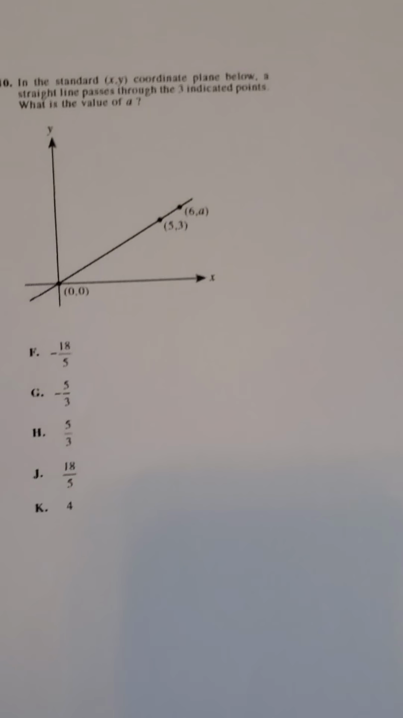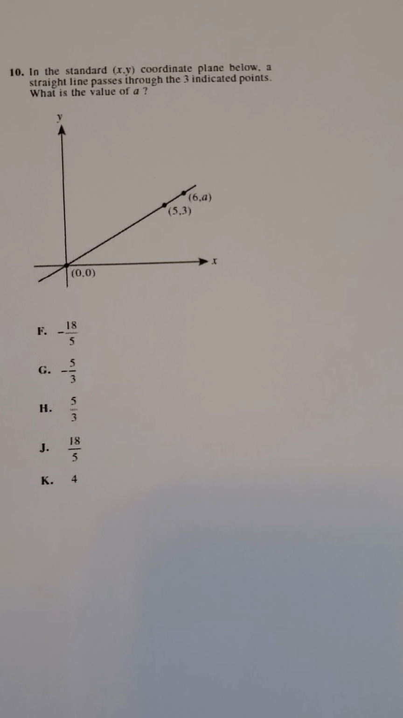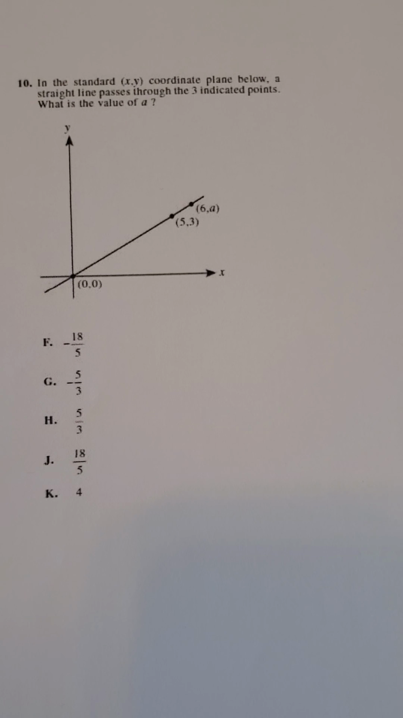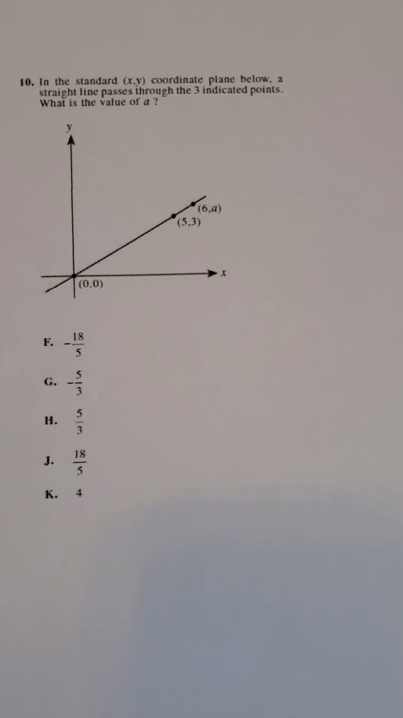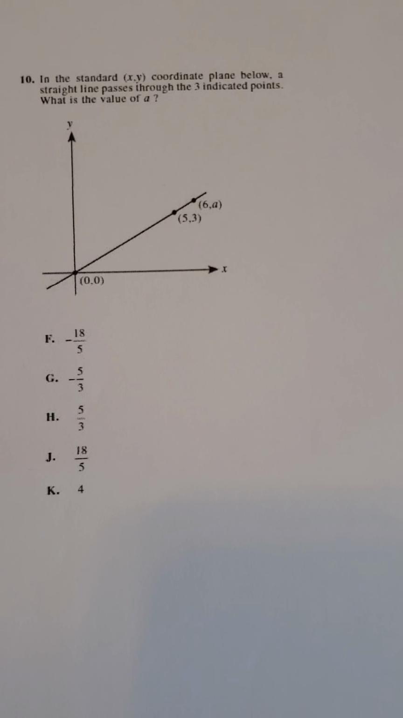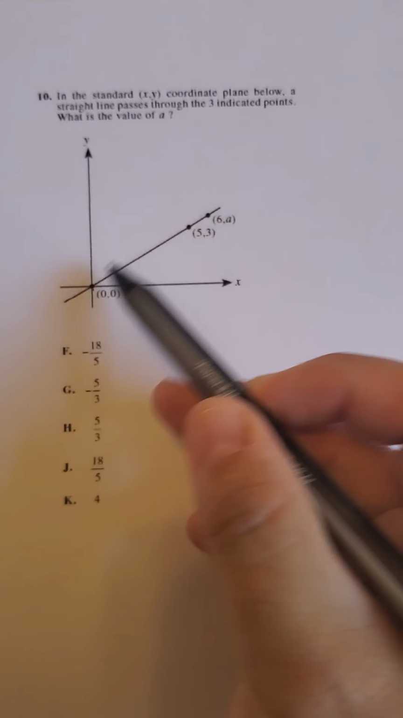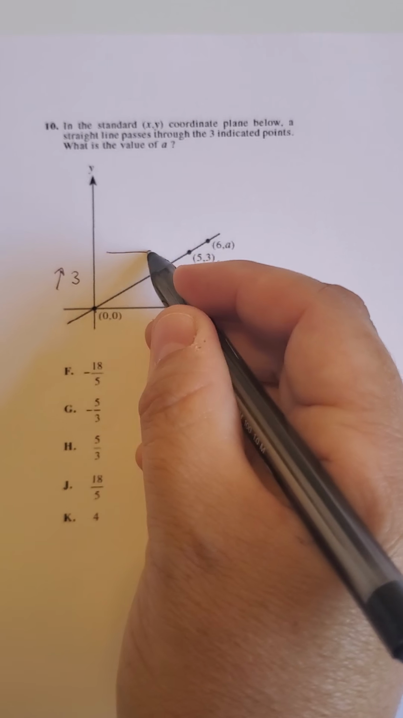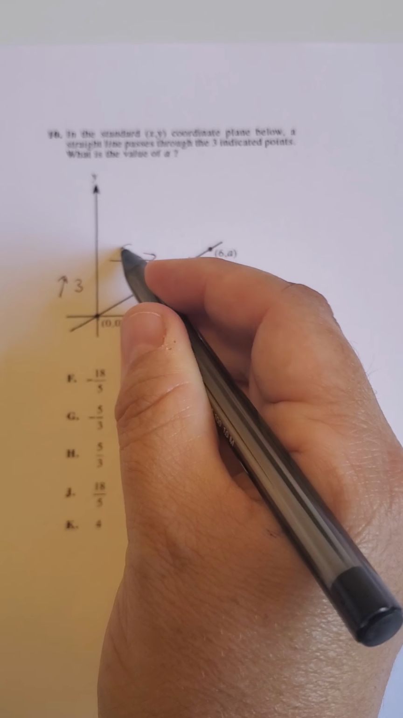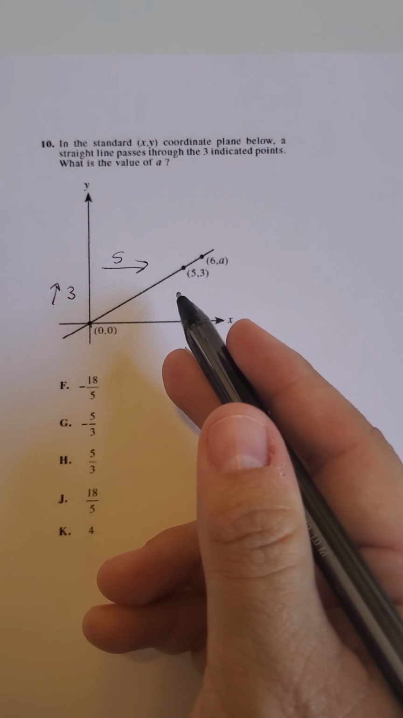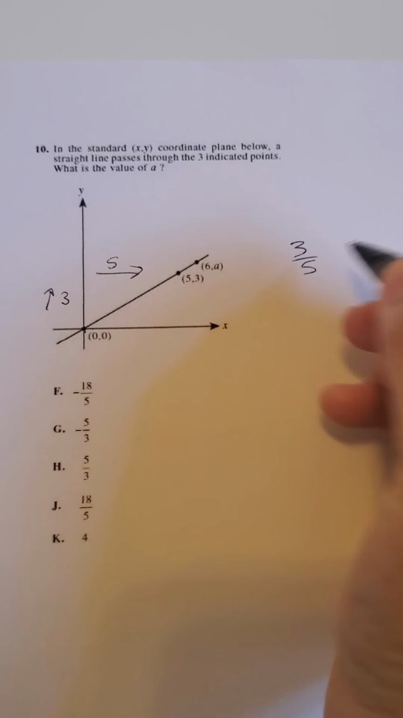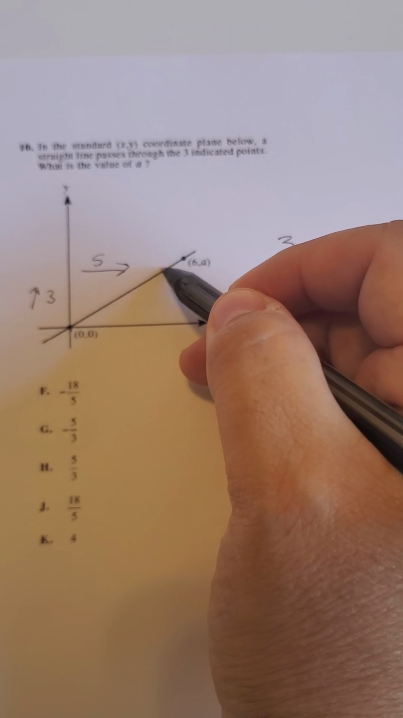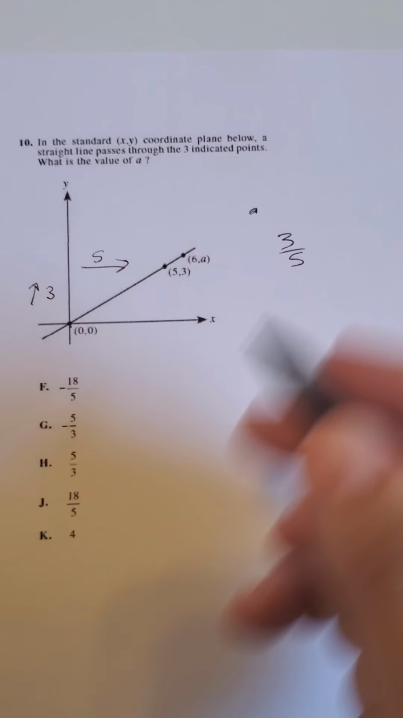Okay? All right, number 10. In the standard coordinate plane below, a straight line passes through the 3 indicated points. What is the value of a? Okay, so if I notice from here to here, I'm going up 3 and over 5, right? So my slope is 3/5, right? Okay, so if I go from here, my next one, I'll be up 3 over 5 and so on, right?